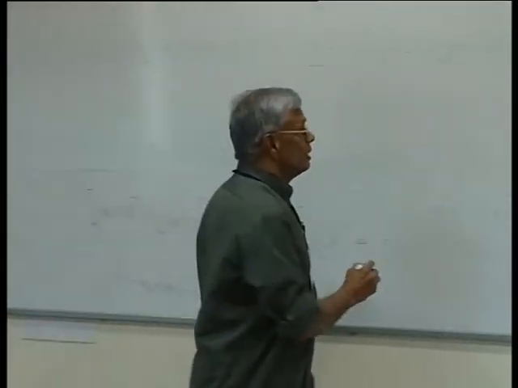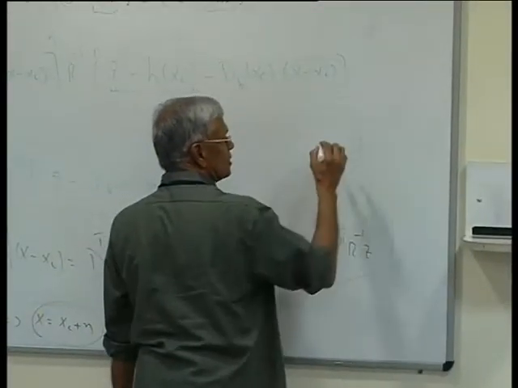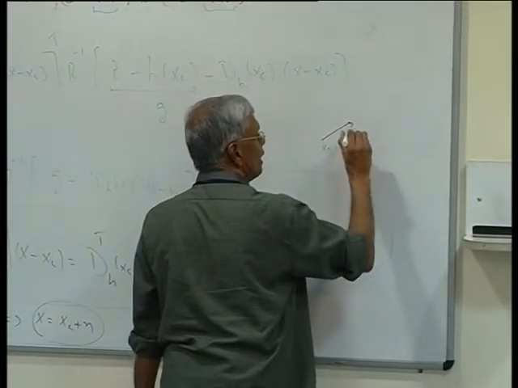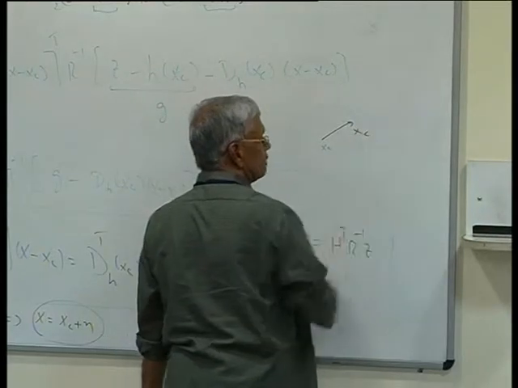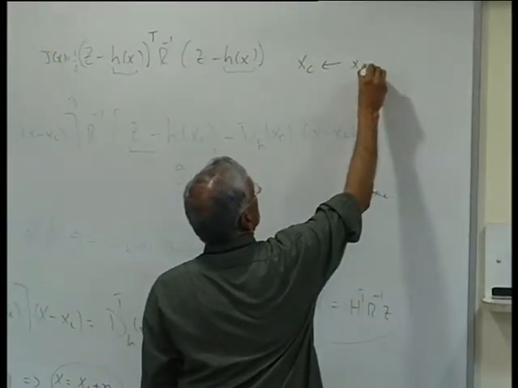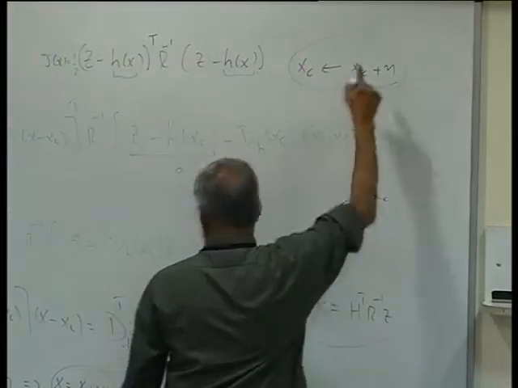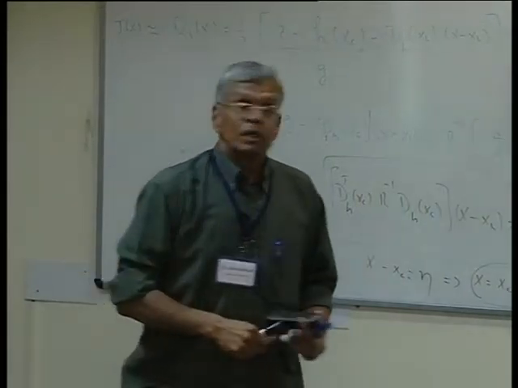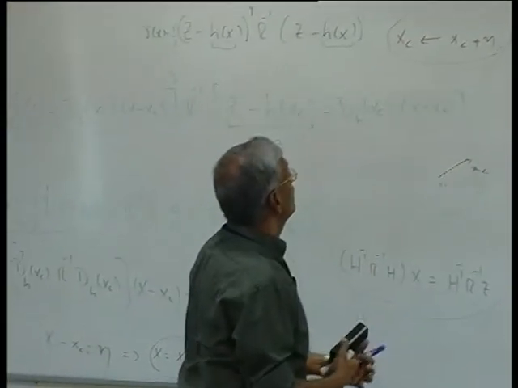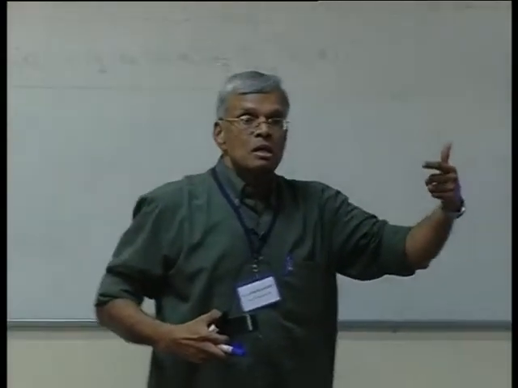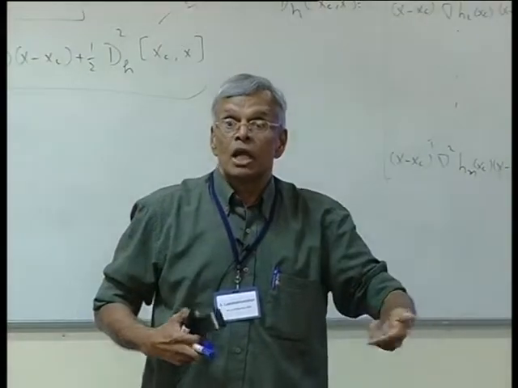So what am I trying to do? I had an old operating point xc. I computed the eta, and I'm going from here to here. This is my new operating point. So I'm going to replace xc with xc plus eta, where eta is the solution of this. And what do I do? I repeat this. In this new operating point, I'm going to evaluate the Jacobian.